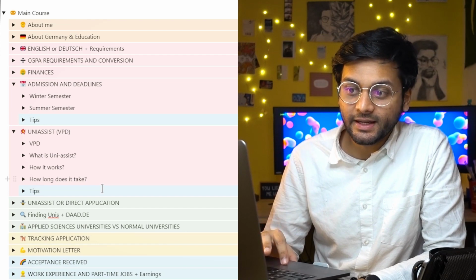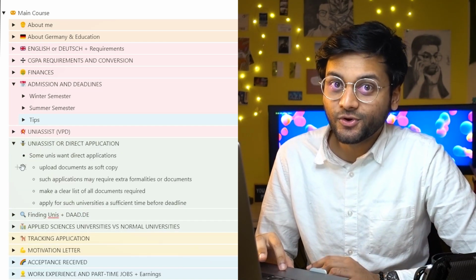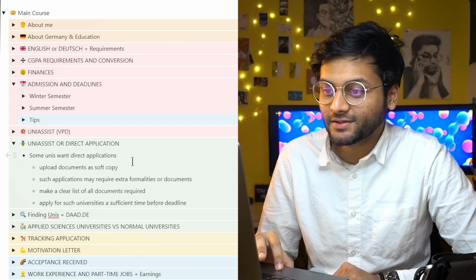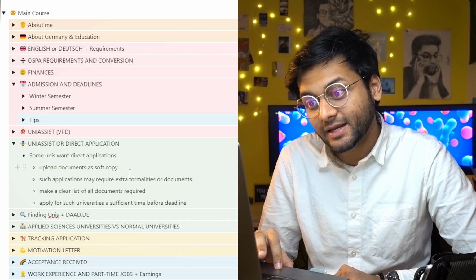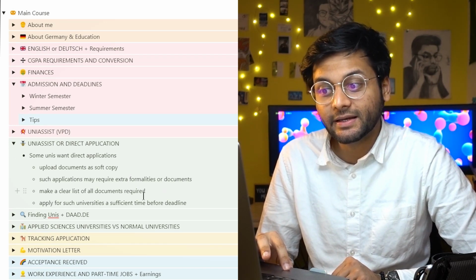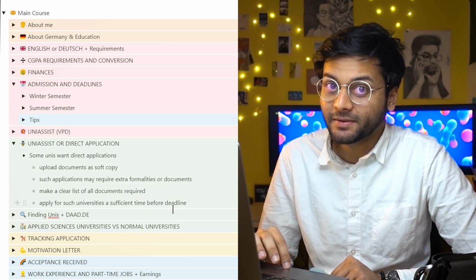Okay, let's jump to the next section, which is about Uniassist or direct application. So some universities don't use Uniassist. You have to apply directly to their website. And just like any other application, you have to upload a soft copy into their website, and such an application may require extra formalities or documents. So it's very good to make a clear list of documents which are required for this degree or university. And of course, keep a buffer time and apply beforehand.